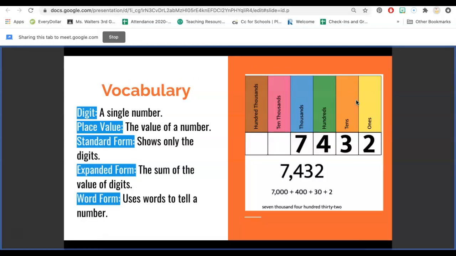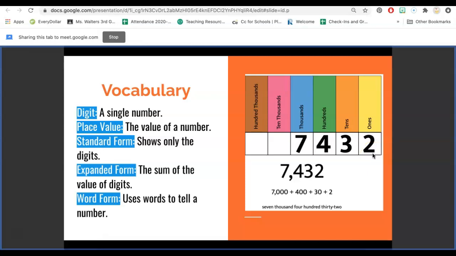So we have a lot of vocabulary for today's lesson. If you still have your vocabulary sheet where you were writing vocabulary words down and you need to write some of these down, now would be a great time to do that, if you can find that. So a digit is a single number. Like this 7 here is a digit. This 4 here is a digit. The 3 is also a digit, and so is the 2. It is just any single number by itself.